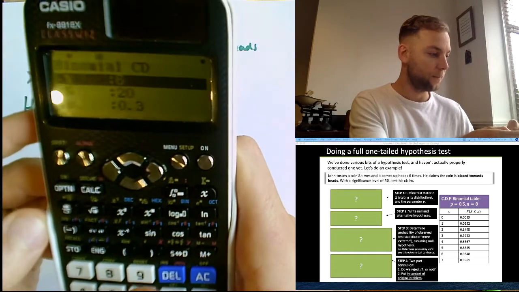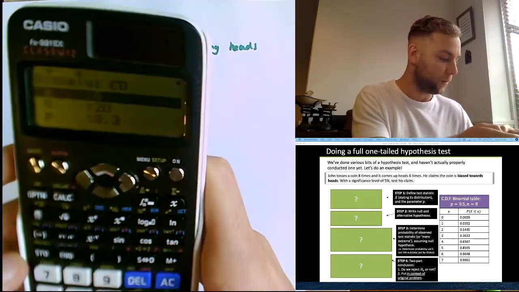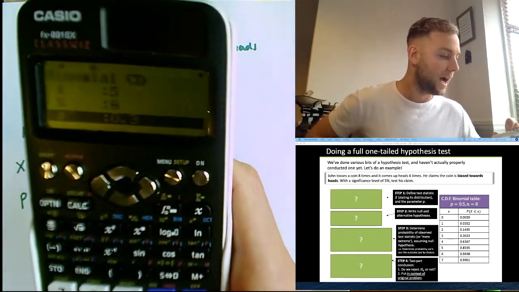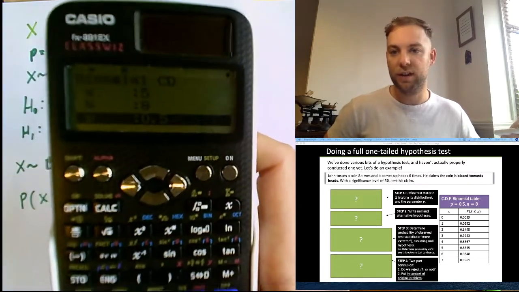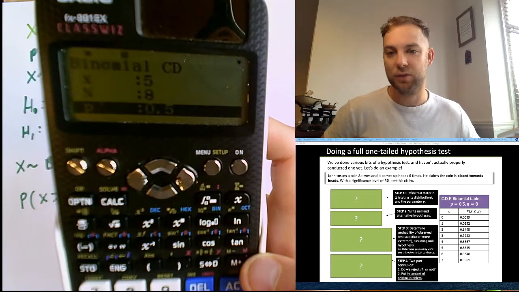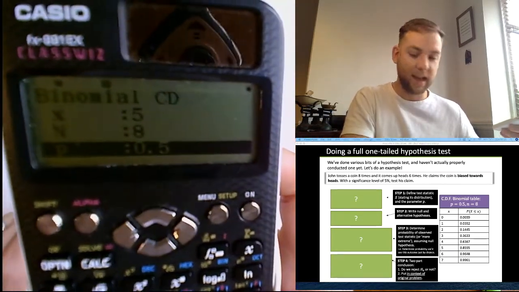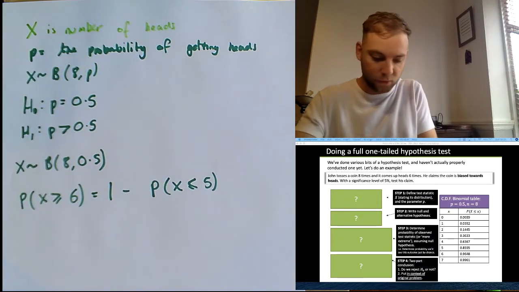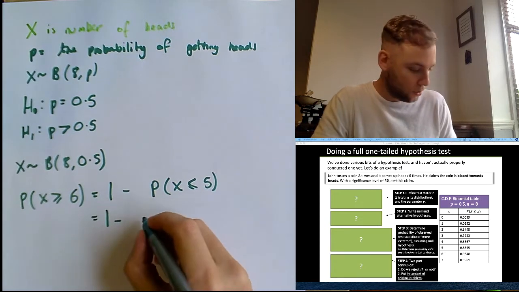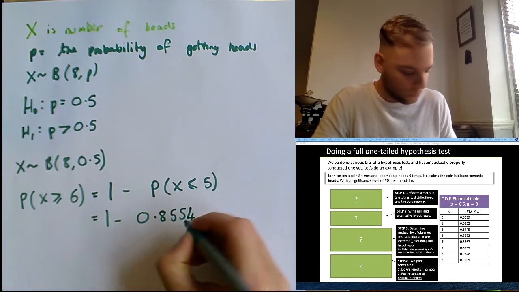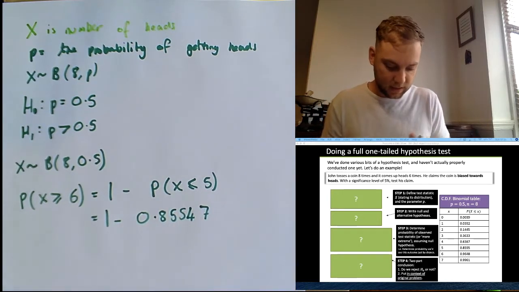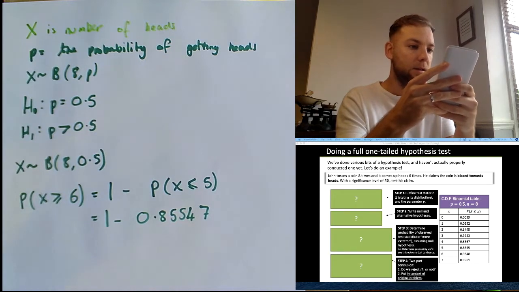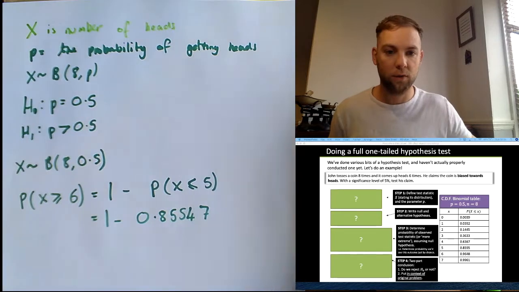I want everything that's less than or equal to 5, so x is equal to 5. The distribution has 8 trials, so N is equal to 8, and the probability is equal to 0.5. Press equals on that, and I get a probability of 0.8554. So the answer is 1 minus 0.85547. I can just do 1 minus all of this in the calculator, and the answer is 0.144.